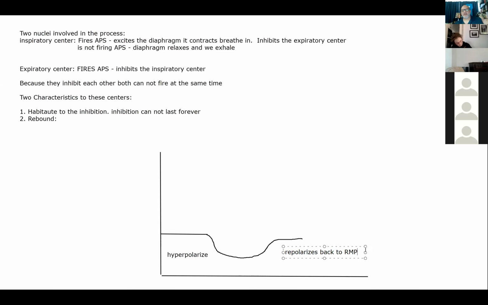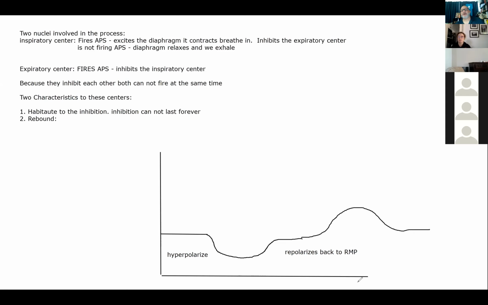All right, because we know cells like to be at the resting membrane potential. And most cells, most neurons, that's what they do. When they hyperpolarize, they go back to rest. When they depolarize, they go back to rest. Cells like to go back to a resting state.